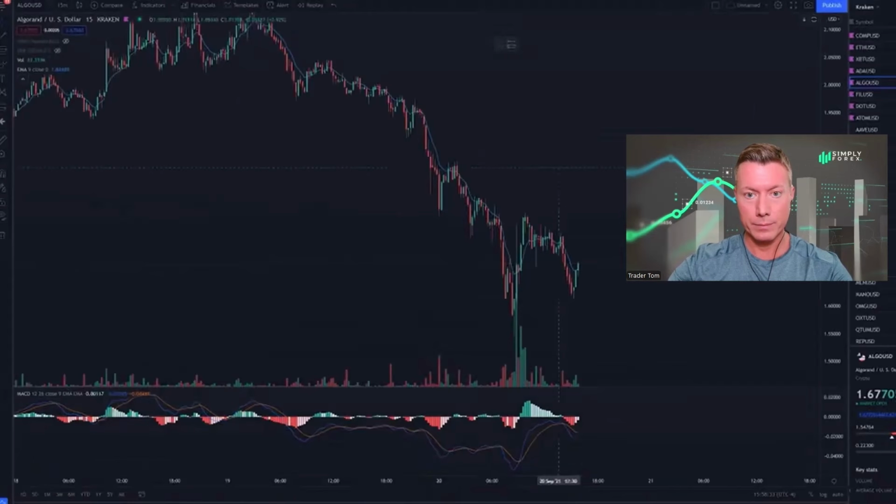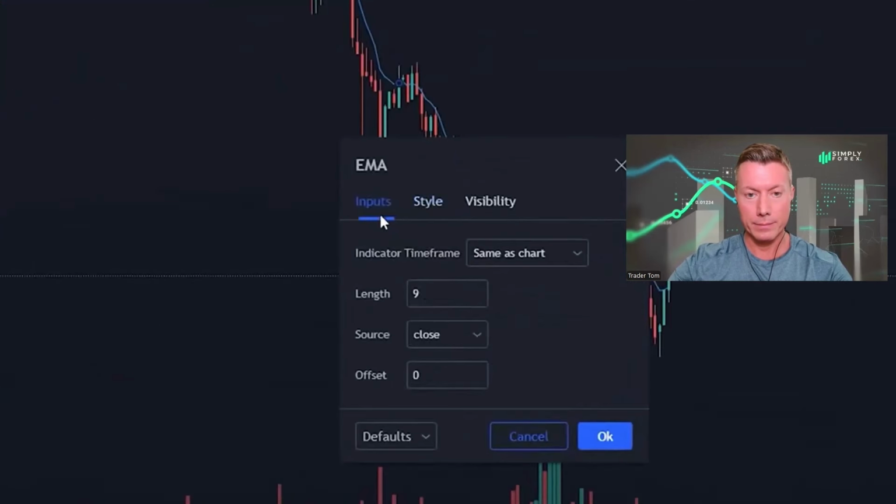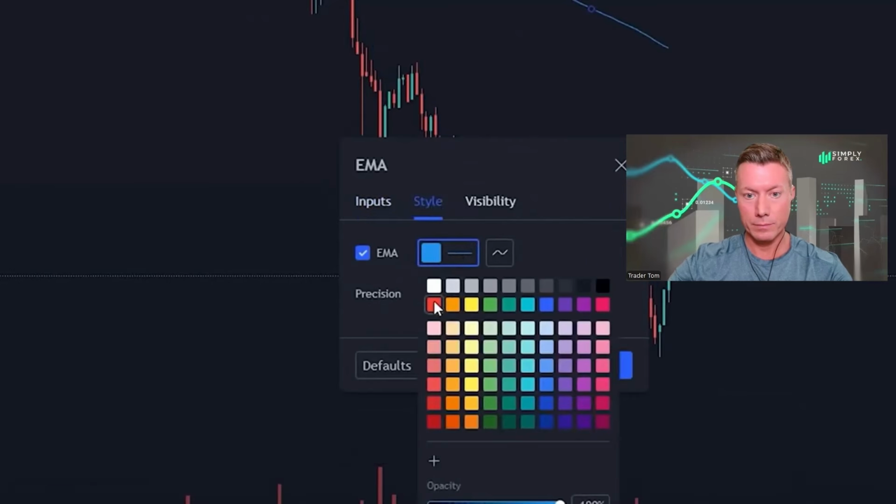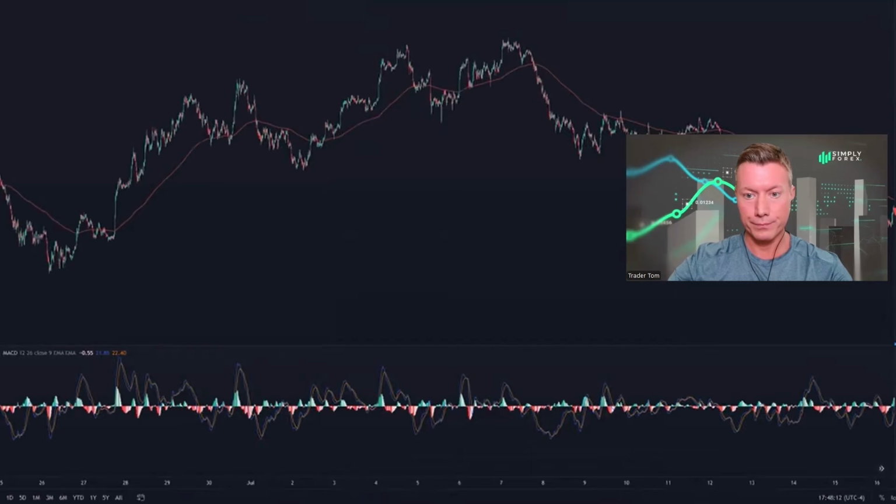Click the top one. Then you're going to go here, click the settings of the EMA, and you're going to go to inputs and change the length to 200, which is going to make it a 200 exponential moving average. Then you're going to go to style, and I like to make mine red, but you can make it whatever color you want. Once we have the EMA indicator added, you'll see just a single line. If the price is above that line, the market is in an uptrend. If the price is below that line, the market is in a downtrend.